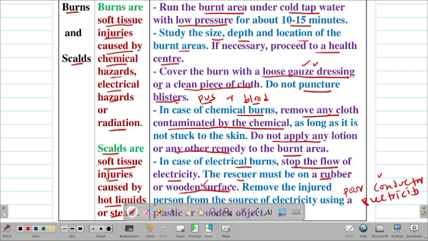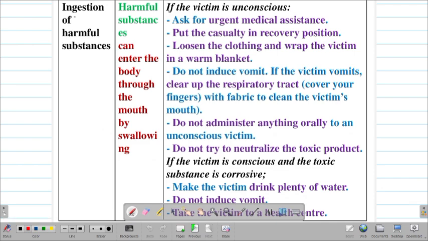electrocution. Then the next common laboratory challenge or hazard is what we call injection of harmful substances. Of course, harmful substances can enter the body through the mouth, that is, by swallowing them. Now, what are some of the first aid measures we need to take?